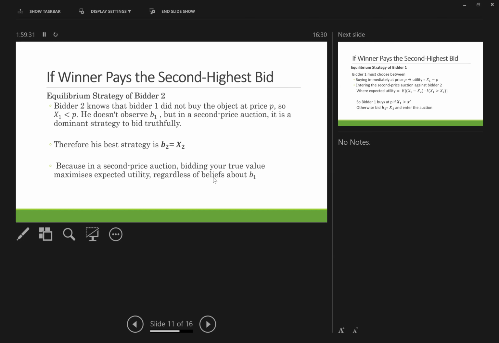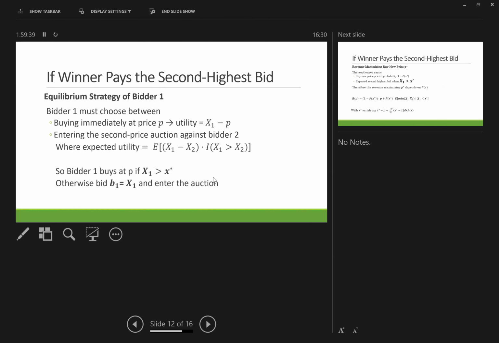Okay, so let's move on. Now let's look at King's strategy. King's strategy would be either paying for the item at P, when his valuation for the item is more than P. So at the end of the day, you should be able to pay for the item.